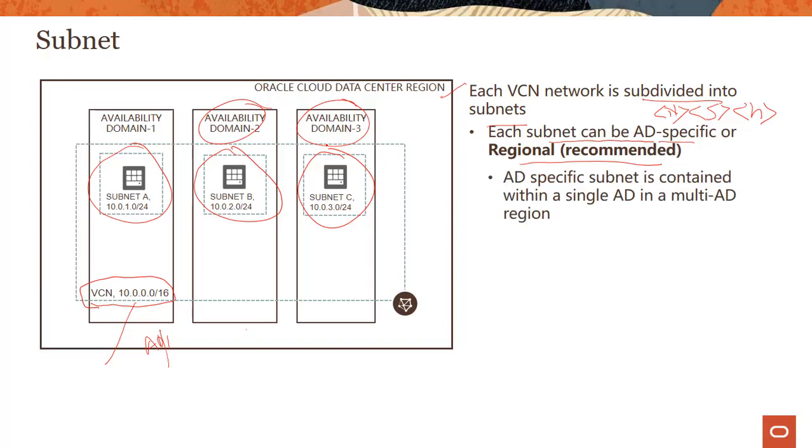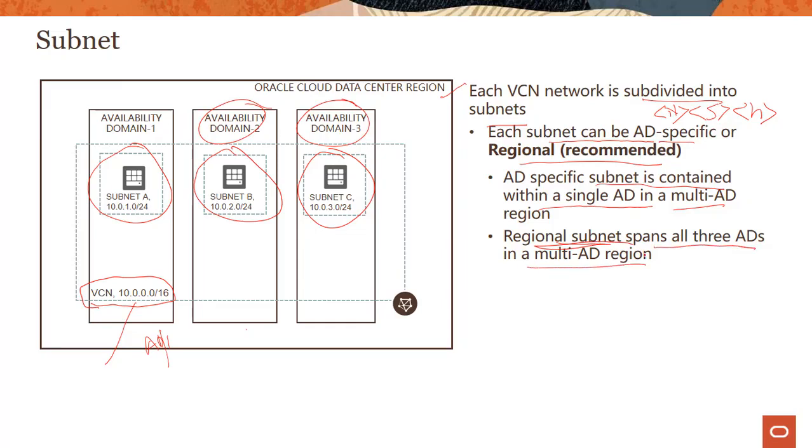Now, like I said, in a multi-AD region, if you create an AD specific subnet, it is contained within that AD. Now there's also the concept of a regional subnet. This is something which is relatively newer, launched a few months back, where if you create a regional subnet, it spans all the 3 ADs in a multi-AD region. So as you can see here, this particular subnet D spans all the 3 ADs.